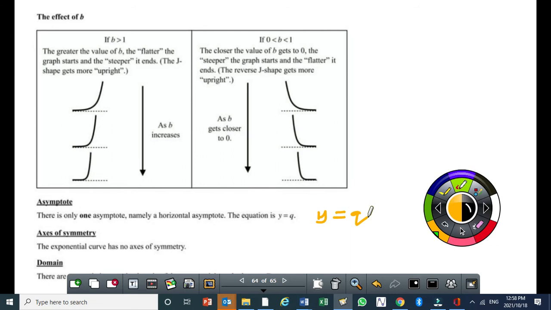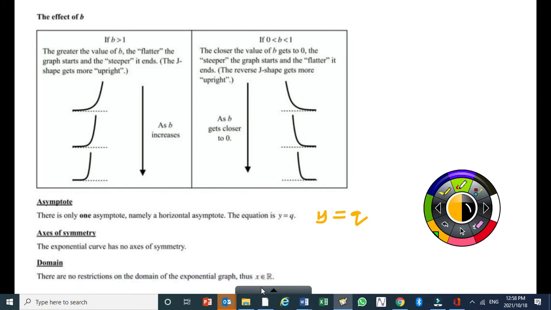Now, then the domain and the range. Let's start with the domain. The domain is always x is an element of real numbers. So what this means is we are starting from minus infinity up to positive infinity. So when you're asked to write down the domain of an exponential function, you don't have to stress yourself. You just write x is an element of real numbers, and then you are done. Or you can write using interval notation: x is an element, you put your minus infinity and your positive infinity inside the circular brackets.